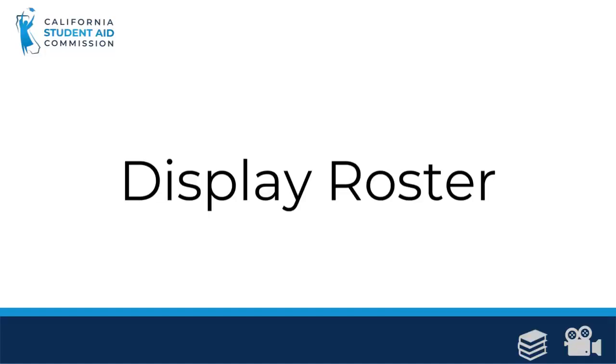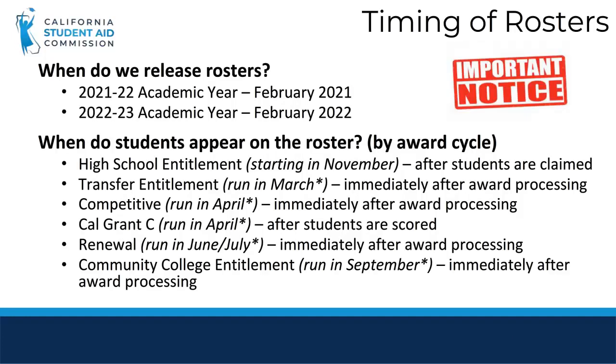Next, we will look at the display roster. To access your roster, click on the Roster/Reconciliation link under the Cal Grants section of the home page. On the pop-up menu, click Display Roster. The Commission releases the initial rosters for schools to begin reviewing in February prior to the award year.